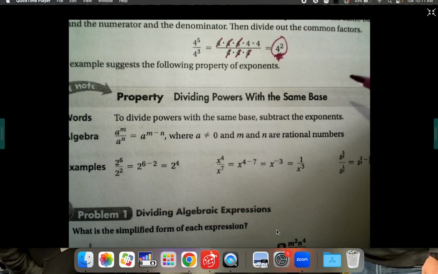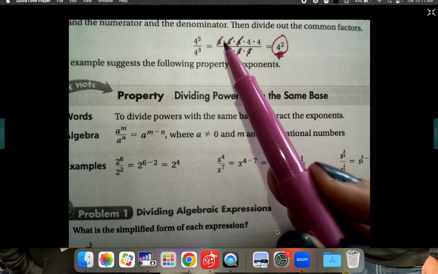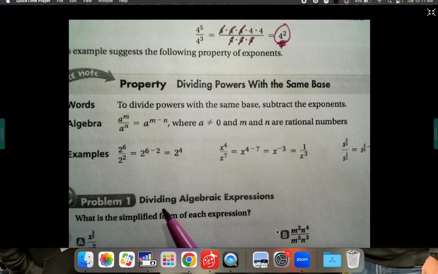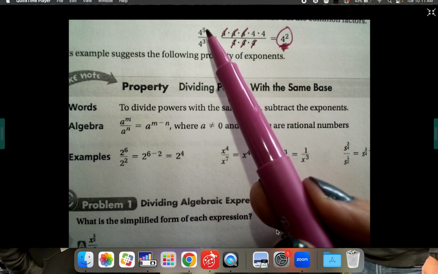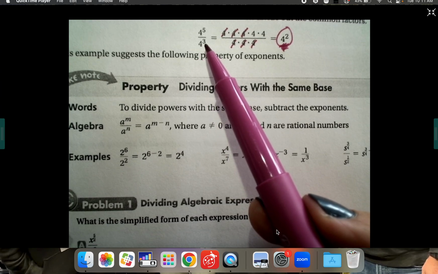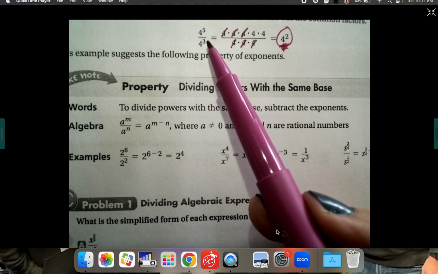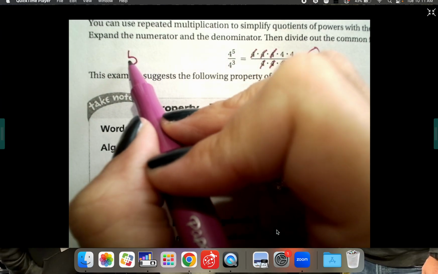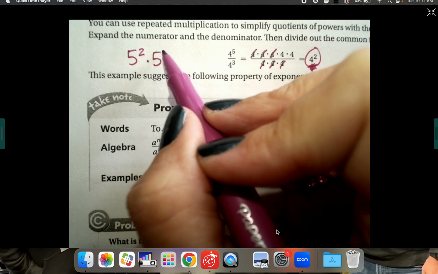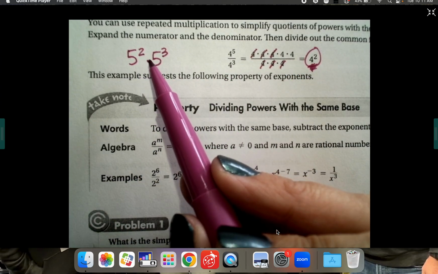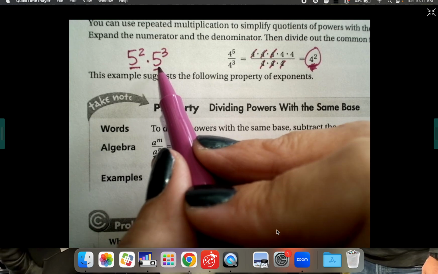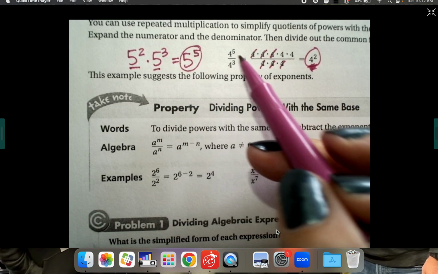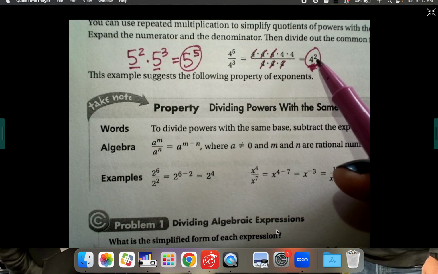So here's what you probably could do. You could probably see this already. Instead of sitting here expanding it, you could notice that 4 to the 5th power divided by 4 to the 3rd power is easily done by subtracting exponents. So in an earlier lesson, you learned that if the numbers had the same base, like 5s for example, 5 to the 2nd times 5 to the 3rd, you could add their exponents. That same rule applies when you're dividing, you can subtract.